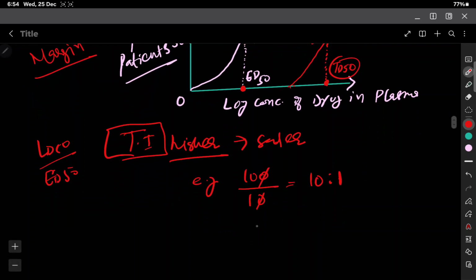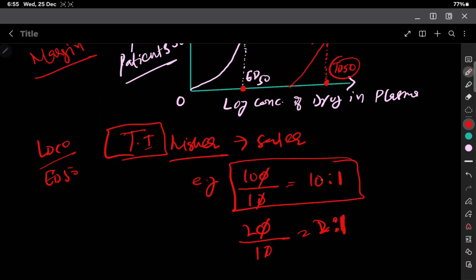I am taking another example. For example, the drug has an LD50 of 20, and again 10 mg as the ED50. So it will be 2:1. So it is 2:1, and the other is 10:1. Which one is safer? The first drug has the higher therapeutic index, so this is the safe drug. This one has the lower therapeutic index, so it is not as safe as compared to the first one. So this is called the therapeutic index.